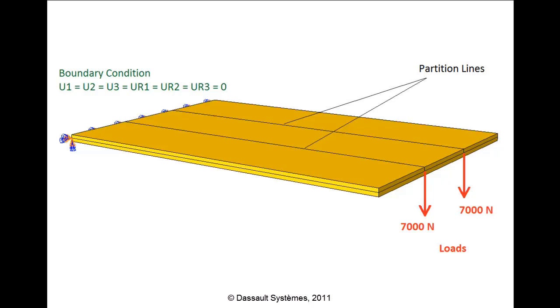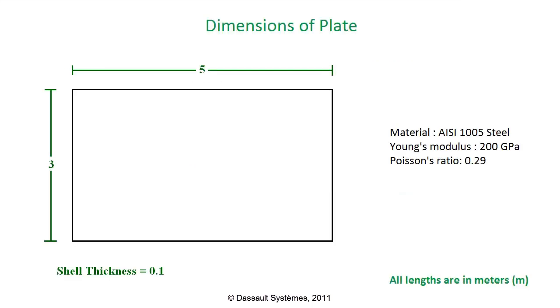The plate will be partitioned twice, and the 2 points where the partition lines meet the edge can then be used to apply the concentrated forces. The dimensions of the plate are displayed in the schematic. The units are in SI with length in meters. The plate is 0.1 meters or 10 centimeters thick.